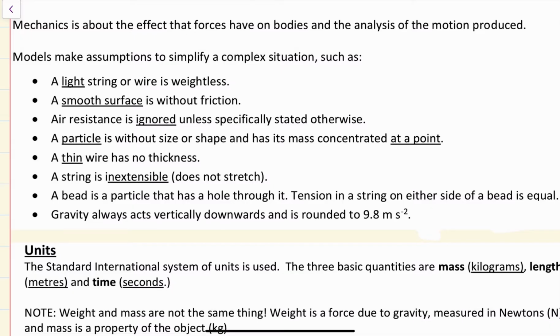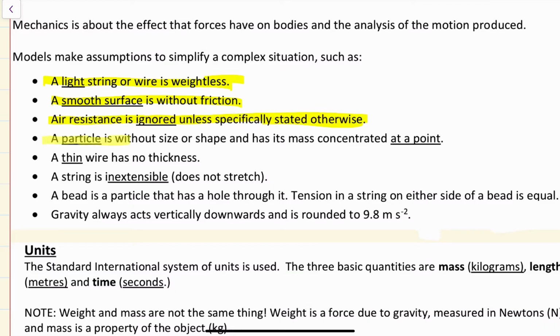This is where you basically simplify a real life situation so that you can apply the basic mathematics that you have. In reality, there's a lot of things which are going to be more complicated than they are. So there's a couple of assumptions that we're going to be making throughout this course. In general, if you've got a string, it is light or weightless. A smooth surface is one with no friction. Air resistance, more often than not, is ignored unless I tell you otherwise.